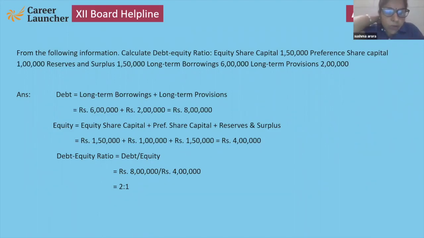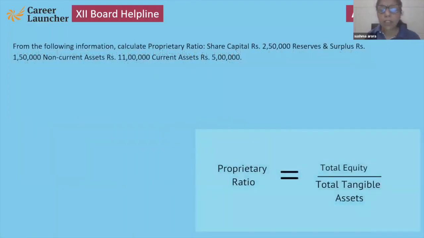So debt equity ratio: debt means long-term borrowings, debentures, loans, provision. Equity means ES, PS, reserves and surplus. Next, proprietary ratio. Calculate proprietary ratio.